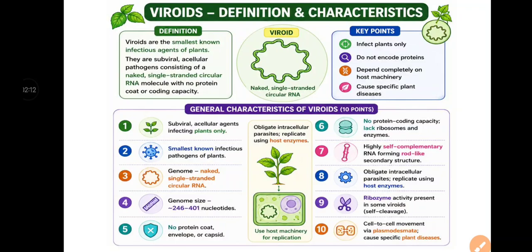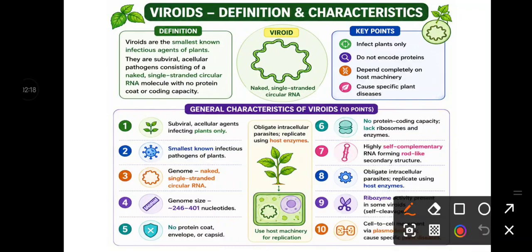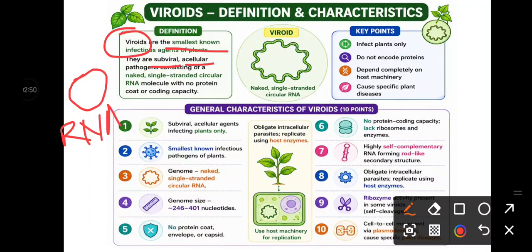First, the definition. Viroids are the smallest known infectious agents of plants. You can call it the smallest pathogenic agent that causes disease in plants. Next, it is a subviral agent. Then it is acellular, just like a virus. Then it consists of naked single-stranded circular RNA. Remember this: a naked, covalently closed circular single-stranded RNA without any protein coat.